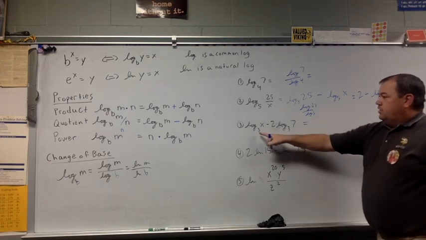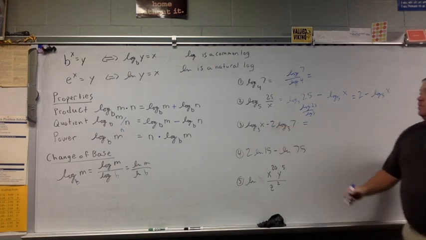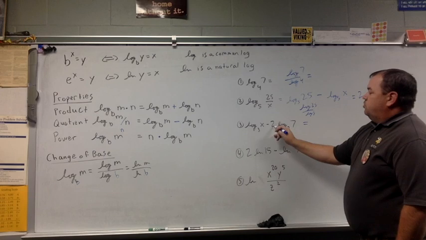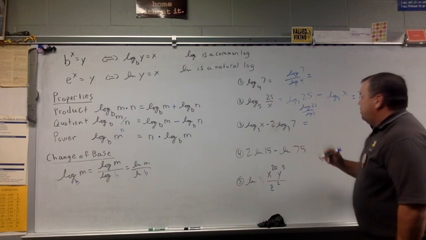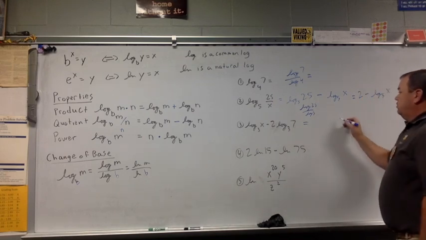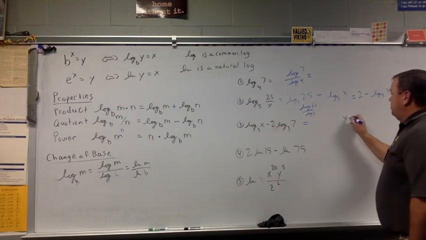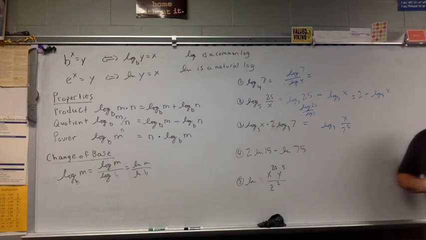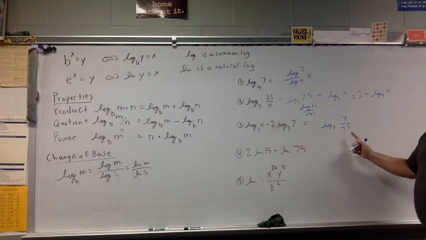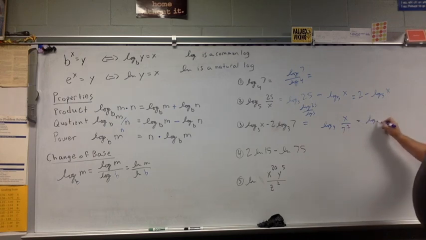For this one, since they are the same base and they're trying to subtract, I'm going to have a quotient as well. But I also notice that there's this 2 in front. So I'm going to take that 2 and put it up here as a power. So I'm going to have 7 squared, and I'm going to have an x on top. And now I can write them as a single logarithm with a base 3. And again, if it's numbers, we should probably do them. So instead of writing this as 7 squared, let's write this as a log base 3 of x over 49.